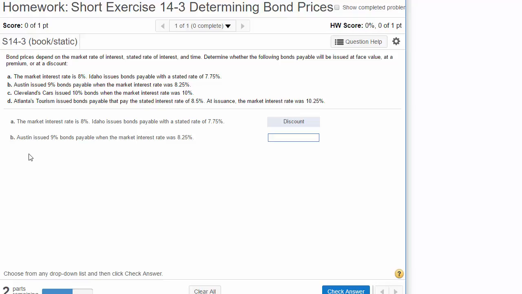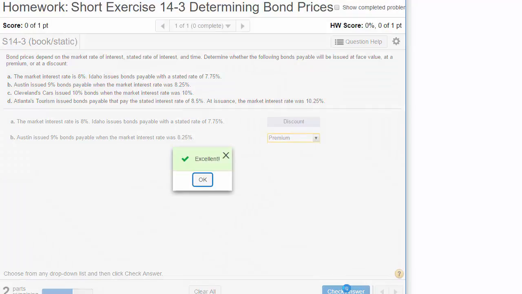Scenario B, Austin issued 9% bonds payable when the market interest rate was 8.25%. So we just issued some bonds and they're paying higher than what other bonds are paying. So people are going to be willing to pay a premium. They will be willing to pay extra to get our high interest rate bonds.